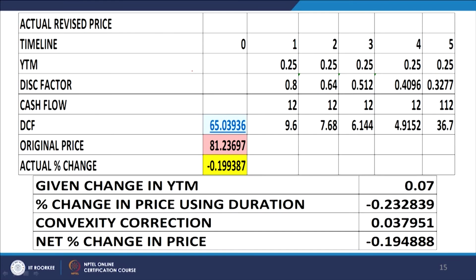Now, please note, in spite of the YTM changing by 7%, which I emphasize is not realistic, by using this convexity correction we are very close to the actual price change. If the YTM changes were small, in terms of basis points, then our approximation would have been much closer and good enough for all real life calculations.